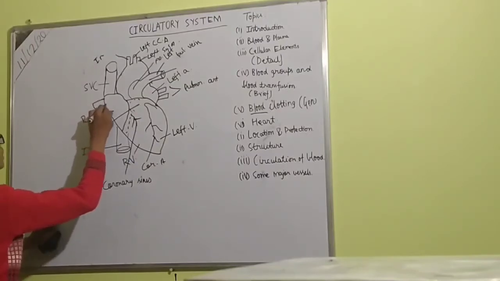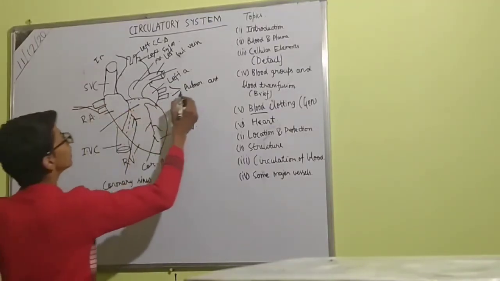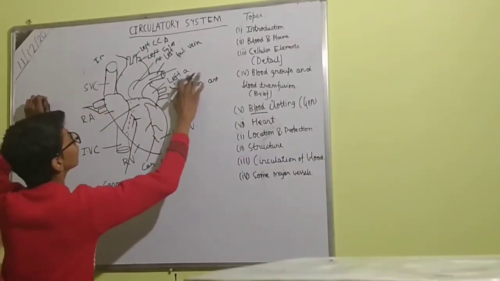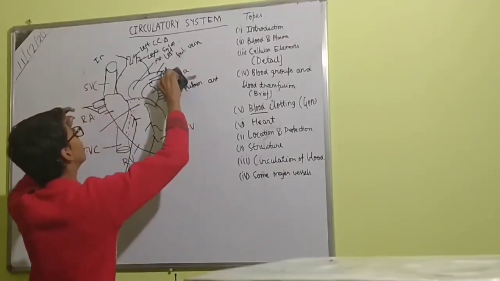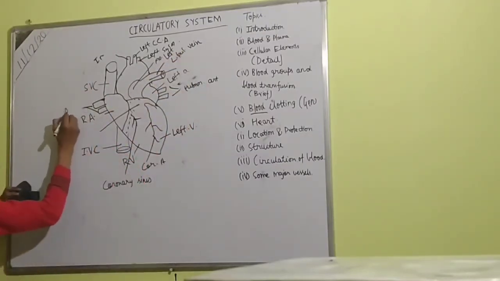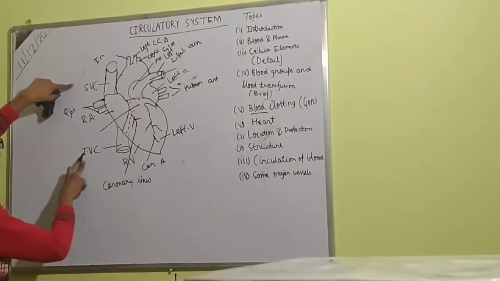Here is, this is left pulmonary artery. These are pulmonary arteries. This is left pulmonary vein. These are right pulmonary veins. So we will discuss firstly about the function. We have discussed about superior and inferior vena cava.